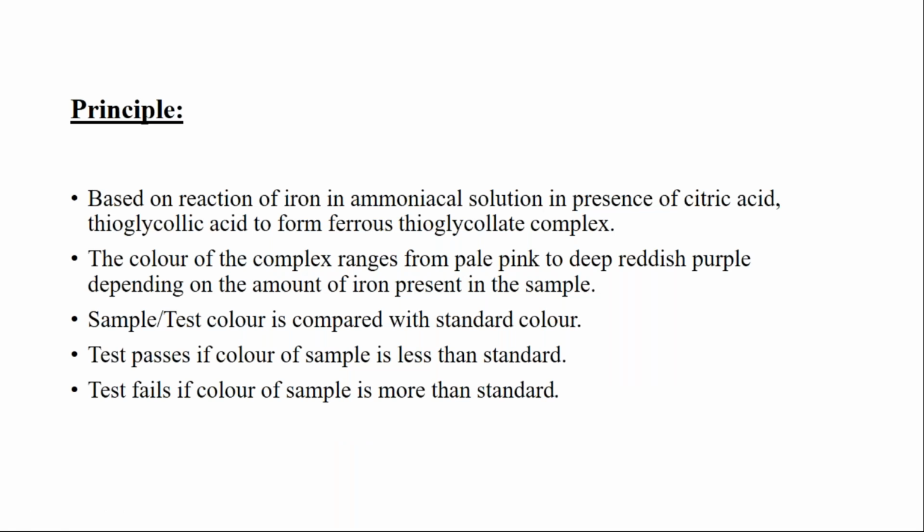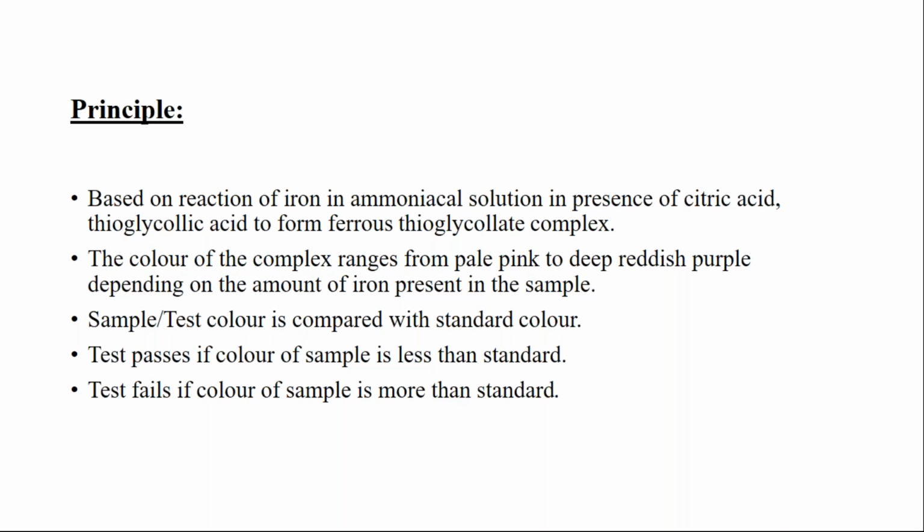So what is the principle behind this limit test for iron? It is based on the reaction of iron in ammoniacal solution in presence of citric acid and thioglycolic acid to form your ferrous thioglycolate complex. So as I said, ferric ion is reduced to ferrous ion. This ferrous ion further reacts with your thioglycolic acid to give you your ferrous thioglycolate complex. The color of the complex, as I said, ranges from pale pink to deep reddish purple.